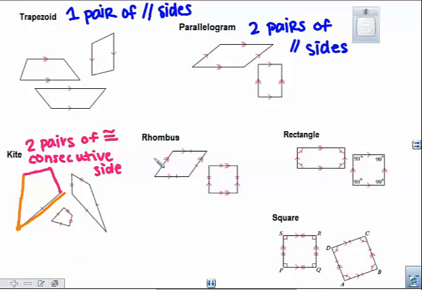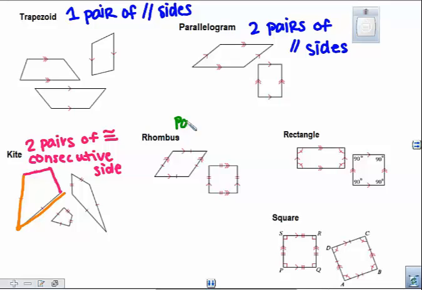Now a rhombus is a parallelogram. Notice it has two sets, one set, two sets of parallel sides. So it is a parallelogram, but more specific than that, these tick marks, hopefully you remember, mean congruent, and they all have the same number of tick marks. That means they're all congruent.